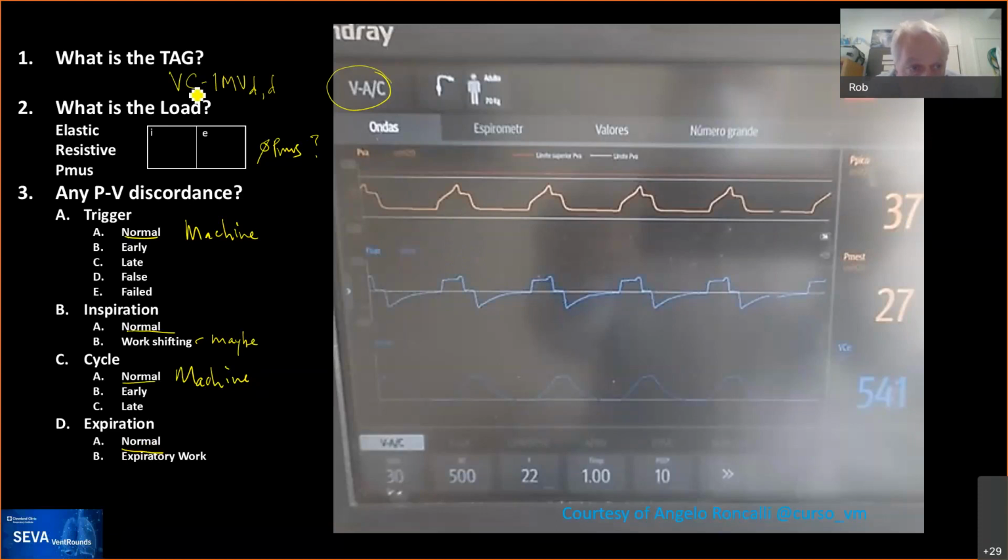Now, the question of the ventilatory pattern: are these all mandatory breaths, or are these mandatory breaths with spontaneous breaths? Well, it looks to me like every single inspiratory time is the same. They're all volume controlled, and you can't have a volume controlled spontaneous breath. So I wouldn't say this is IMV, I'd say this is CMV. So far, so good?